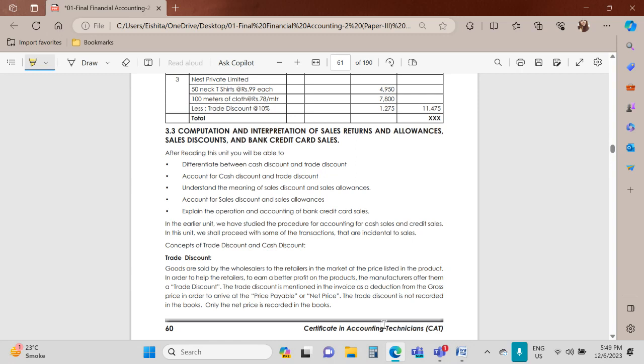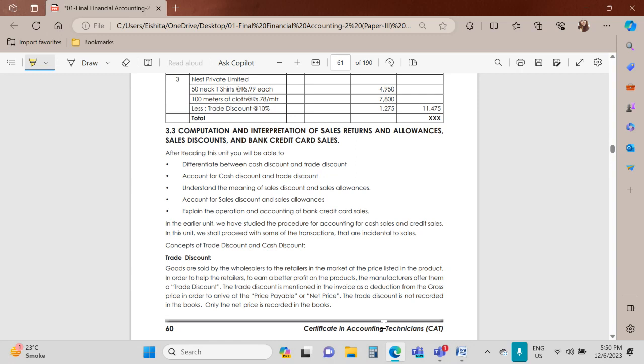यानी कि ट्रेड डिस्काउंट को हम किसी भी बुक में रिकॉर्ड नहीं करते हैं, but cash discount is recorded. ट्रेड डिस्काउंट को किसी भी बुक में हम एंटर नहीं करेंगे, क्लियर है? But cash discount को हम एंटर करेंगे. Okay, concept of trade discount and cash discount.